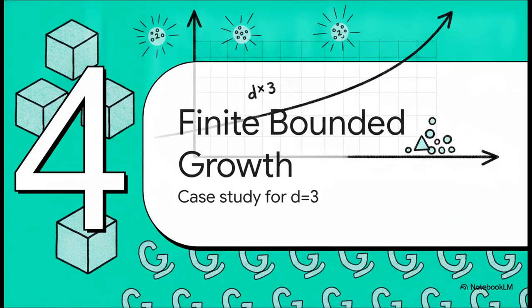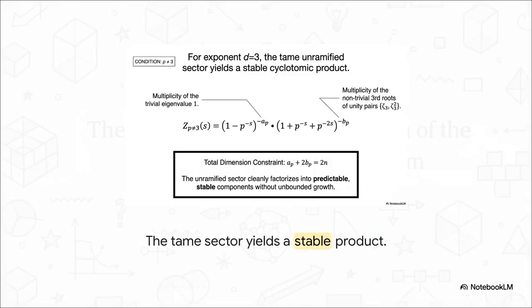Section 4. Proving finite bounded growth. Let's ground this arithmetic in a very specific case study. Let's prove bounded growth when our exponent d equals exactly 3. For d equals 3, let's look first at primes that are not 3. This is the tame, unramified sector. Notice the multiplicity variables in this formula.